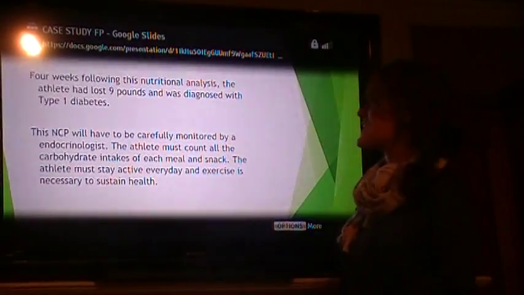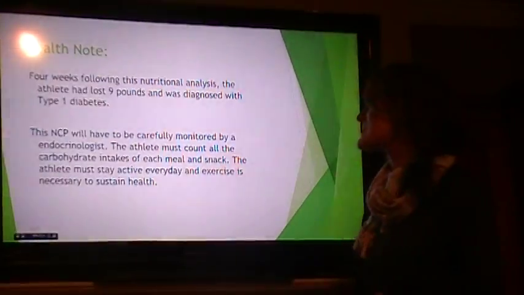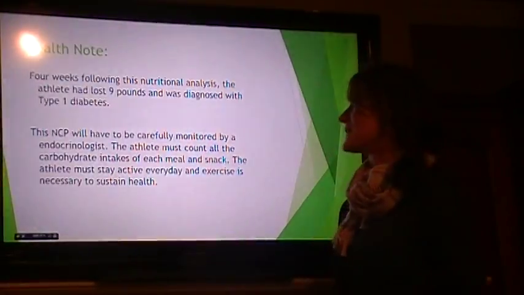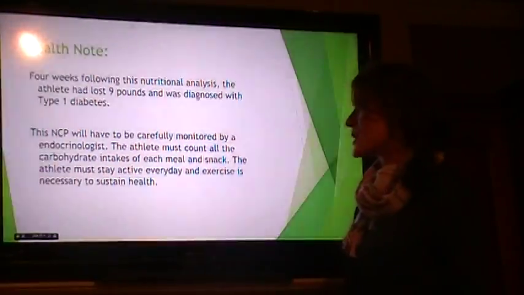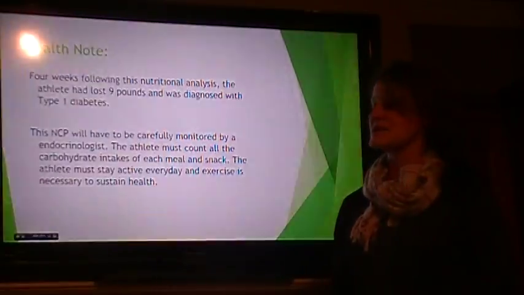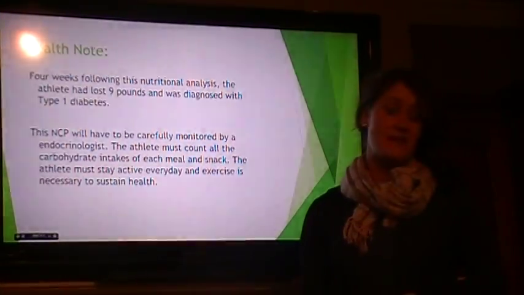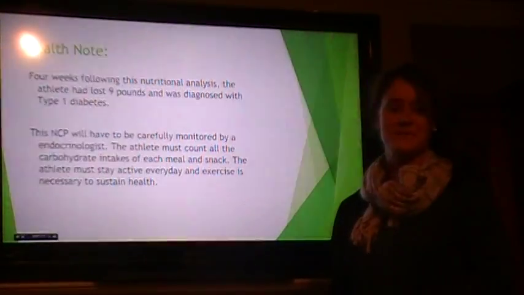One last health note: following this nutritional analysis, the athlete had lost 9 pounds and was diagnosed with type 1 diabetes. This nutritional care plan will have to be carefully monitored by an endocrinologist, and the athlete must count all his carbohydrate intakes and measure all his energy expenditures and needs to stay very active and exercise to sustain health. So it will have to be revisited, the entire plan.